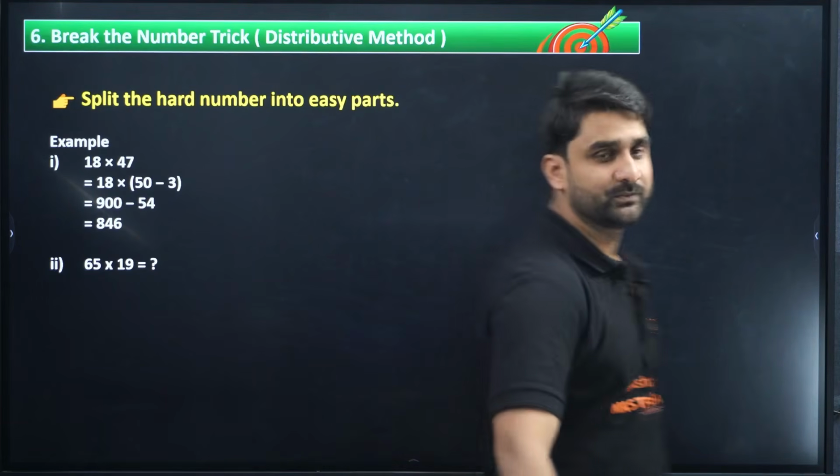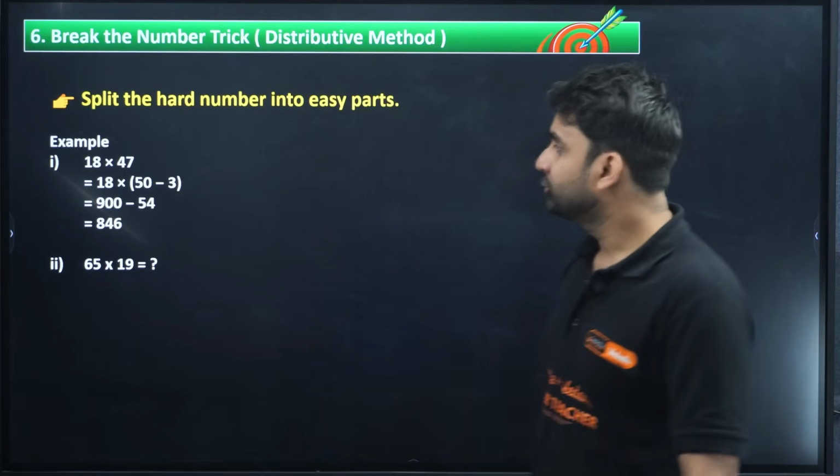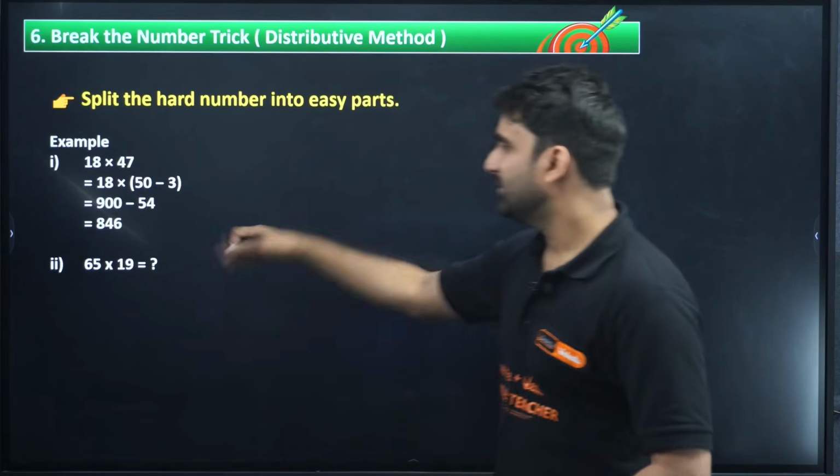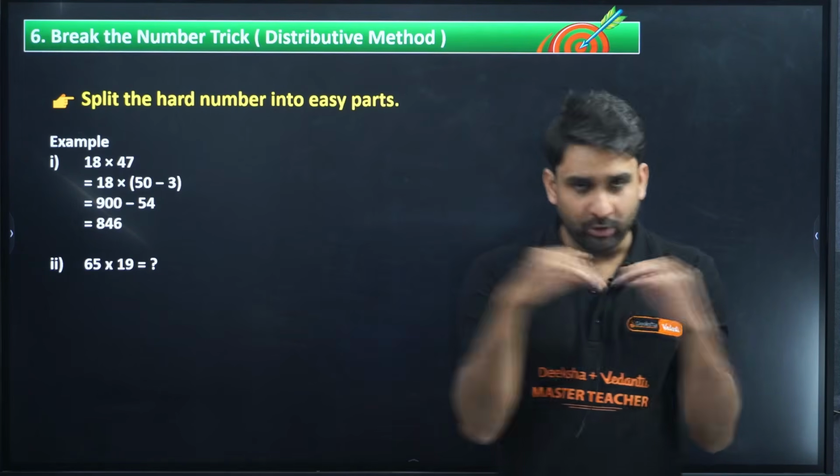Moving to the next trick. Break the number trick, which is basically the distributive method. So if you are multiplying, this method is generally for the student who is moderate.